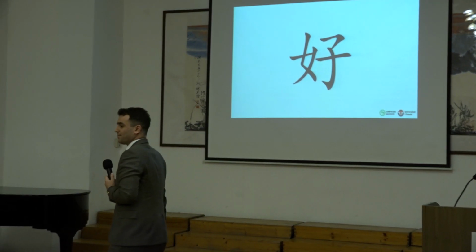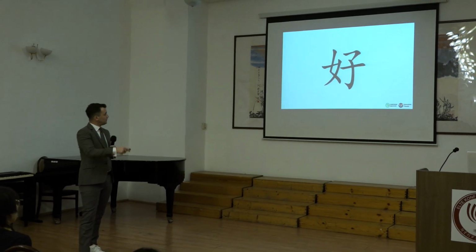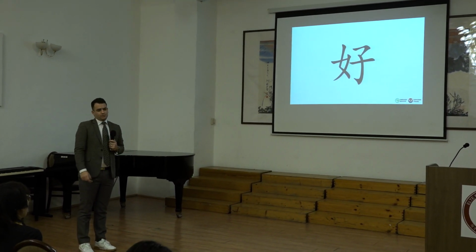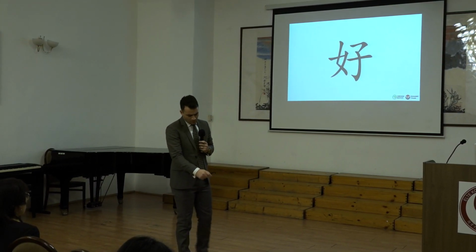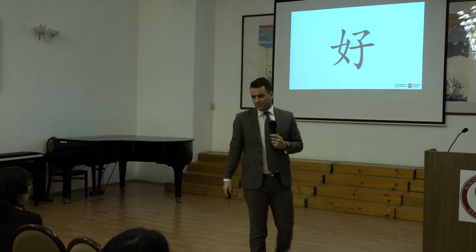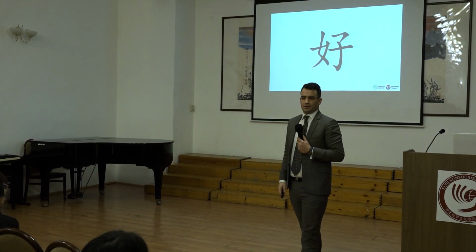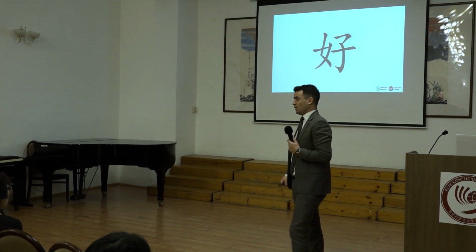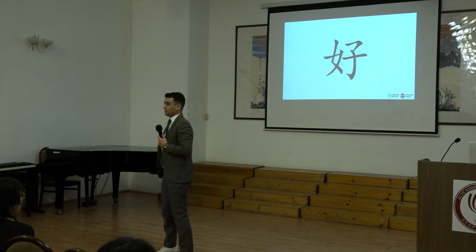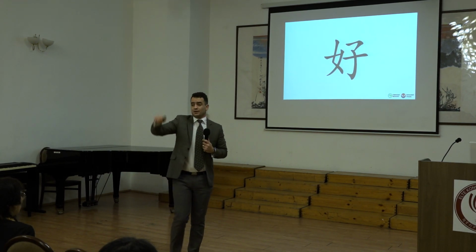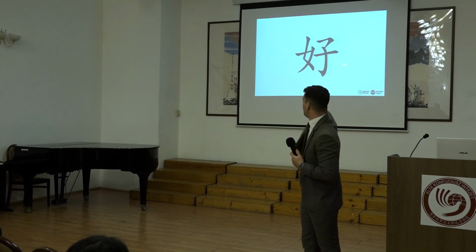And the last character. How? Break it up. A lot of students gave me different answers, right? Because I give it for homework. On the left, female. On the right, son. So, a woman gave birth to a son. It's a good thing. But some of them explained it different. Woman, boy.